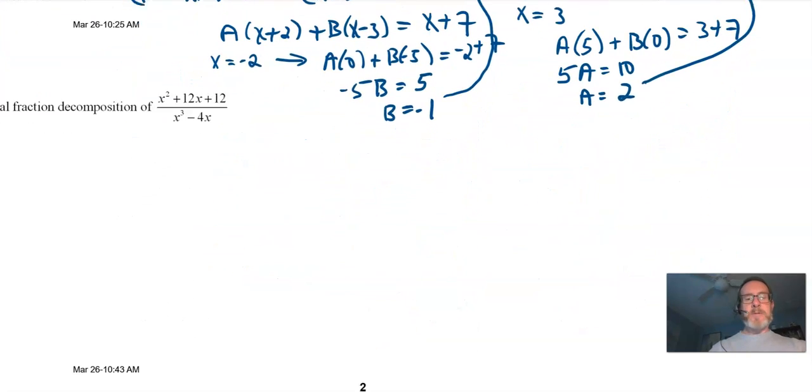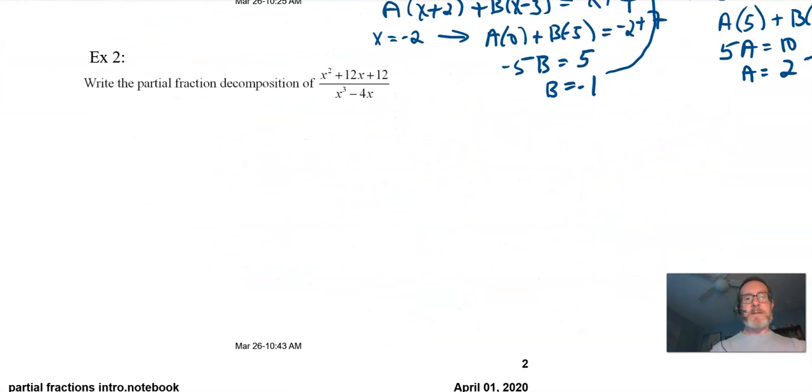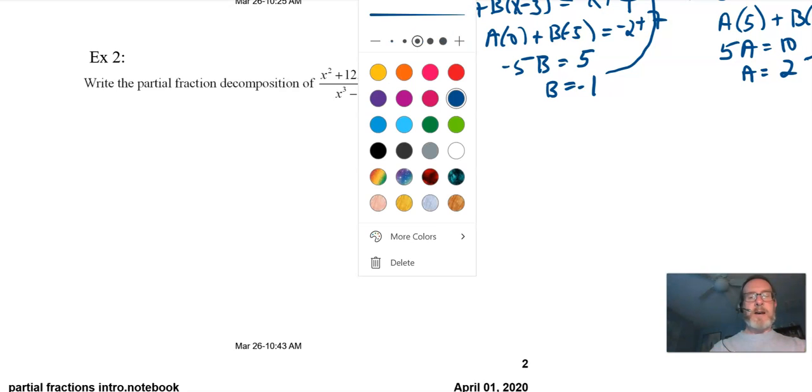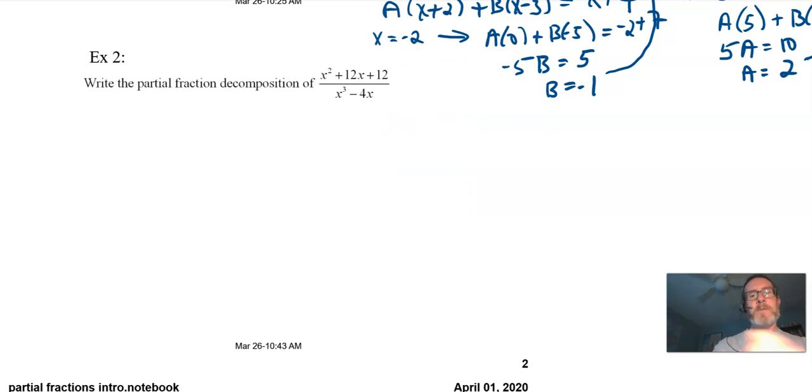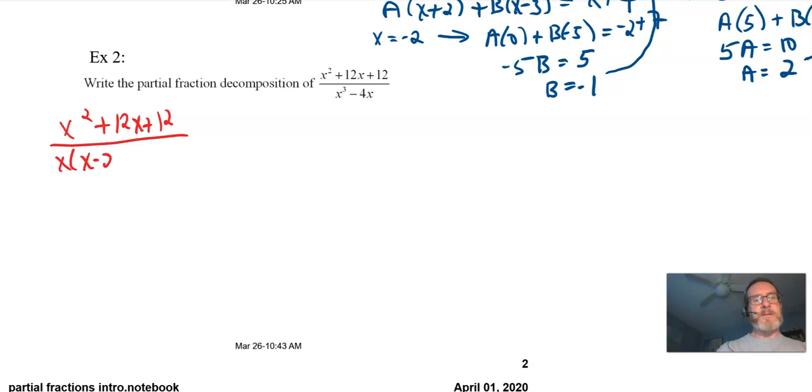Another example, slightly more advanced. This time, we've got a denominator that has 3 factors. So we've got x squared plus 12x plus 12 over x times x minus 2, x plus 2. I'm going to pause for a second and see if you can write out the 3 fractions.